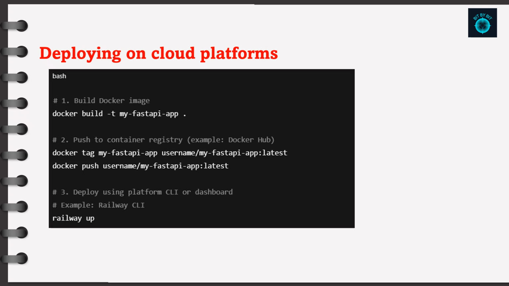Finally, we deploy it on a platform. Each provider has its own process. For example, with Railway, we can simply run railway up. On AWS, GCP, or Azure, we would configure a service to pull the image and run it on their infrastructure. Once deployment is complete, the cloud platform provides a public URL for our app. At that point, the FastAPI application is live, accessible to users, and running in a secure, scalable environment.